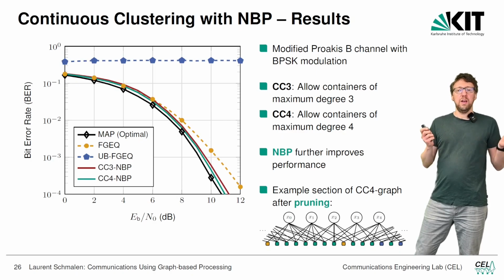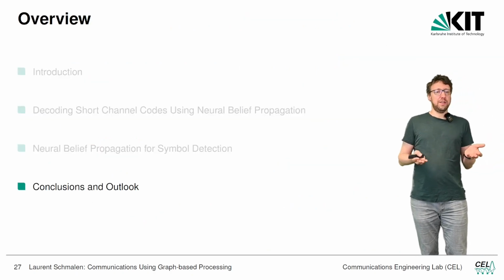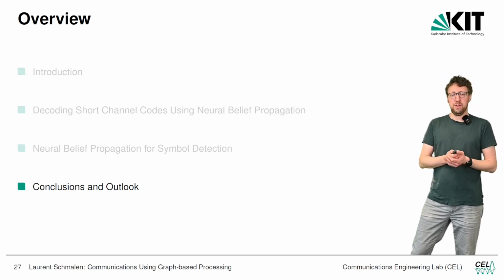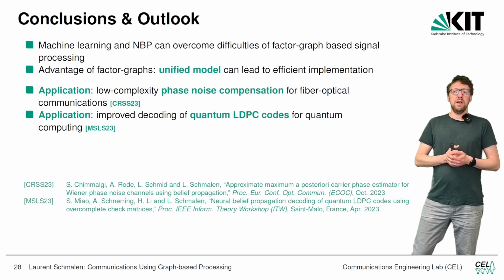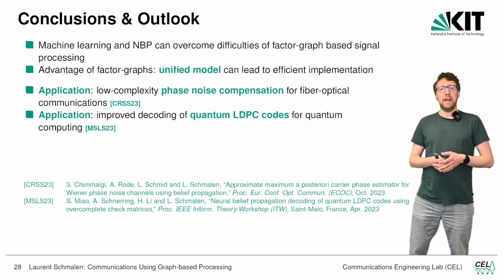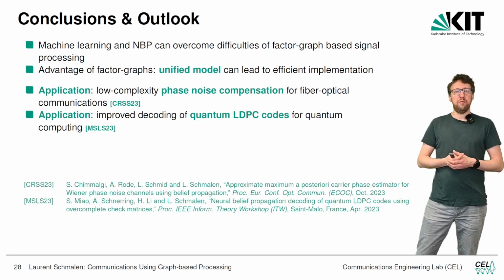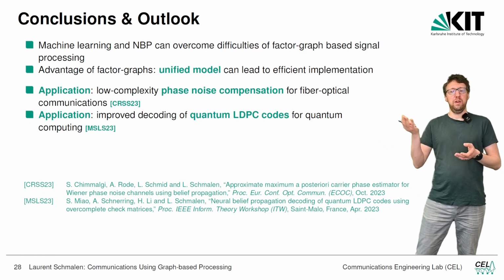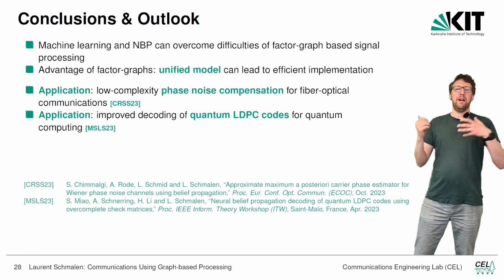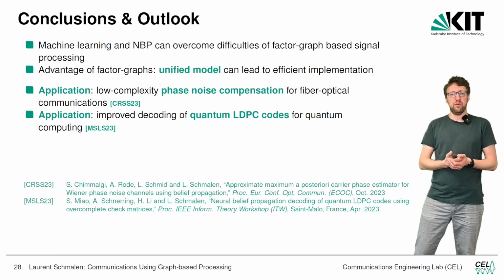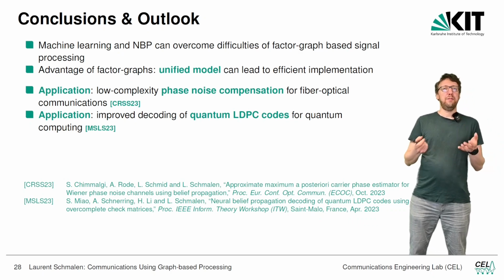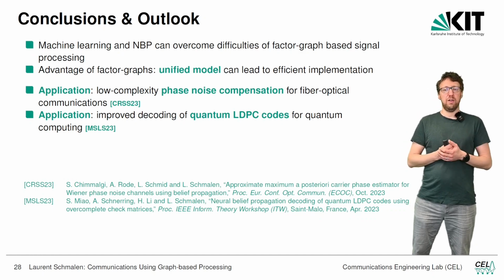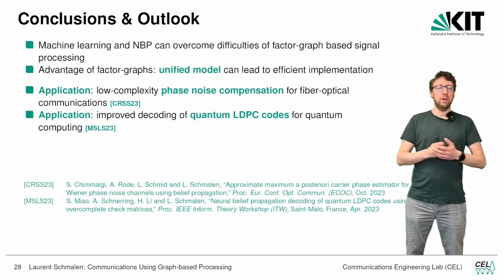So with this, I'm already at the end of this presentation. Let me give you a quick outlook and conclude the presentation. So we saw that machine learning, and in particular the technique of neural belief propagation, which is a combination of classical machine learning, where the belief propagation algorithm is from, and modern machine learning with neural networks, can overcome many difficulties that we have in factor graph-based signal processing and factor graph-based detection and decoding.